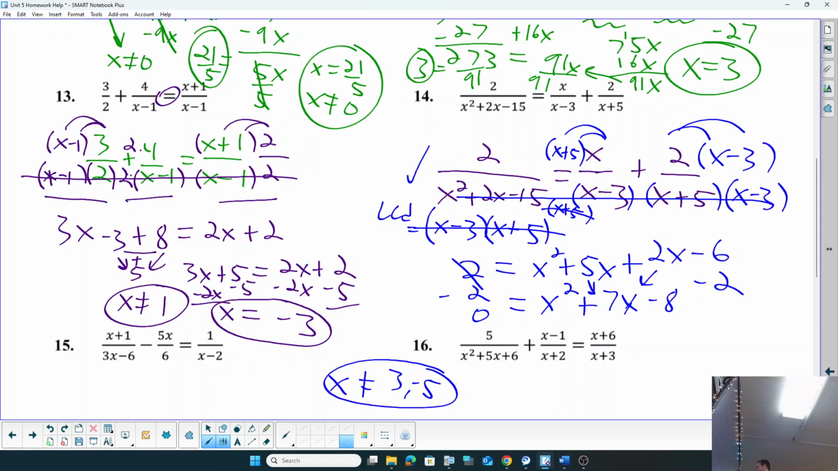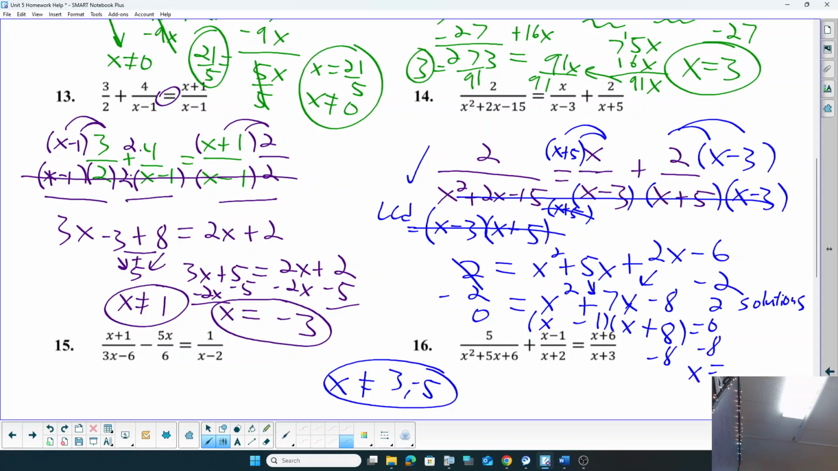So we're going to go ahead and factor that. That factors into x and x. And 2 and 4, no, it's got to equal 7, so 1 and 8. The sign of the middle term goes with the bigger number. Good. So we have two solutions on this one. Set them equal to 0.